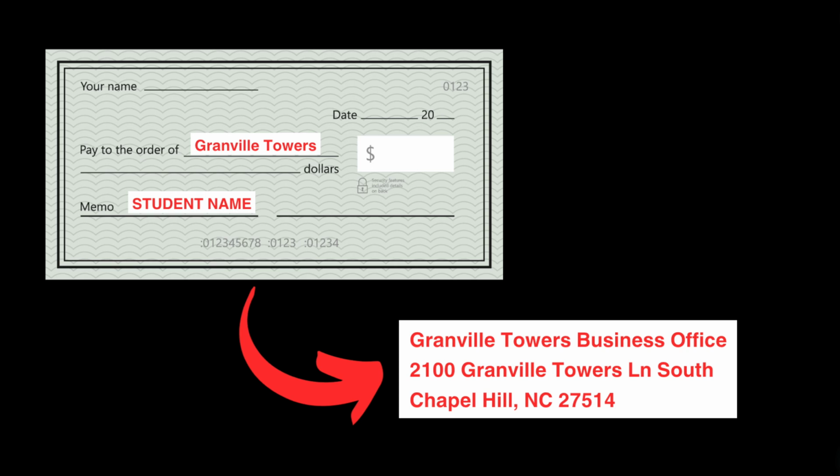So before going through the resident portal, I did want to mention the other forms of payment we accept. The business office accepts check, cashier's check, and money order payments. Just make sure the student's name is in the memo line. And then check payments need to be made payable to Granville Towers and can be mailed to Granville Towers Business Office, 2100 Granville Towers Lane South, Chapel Hill, North Carolina, 27514.